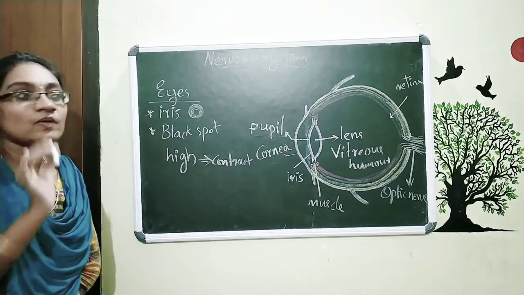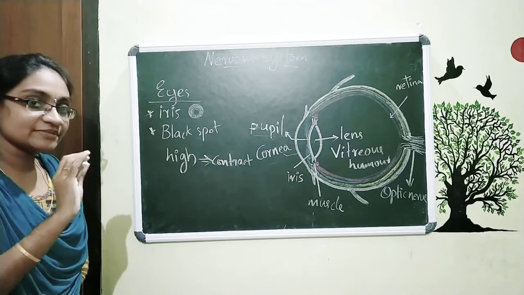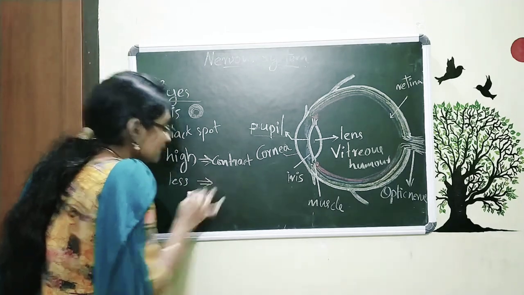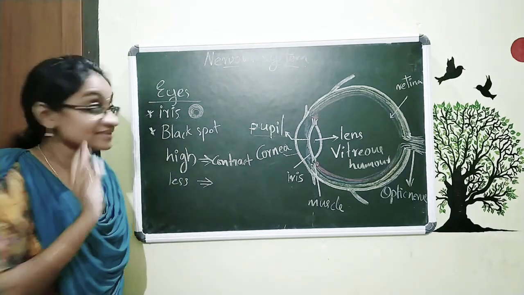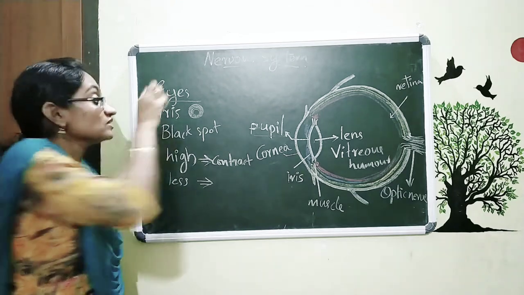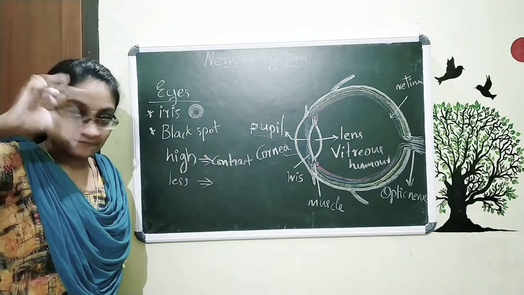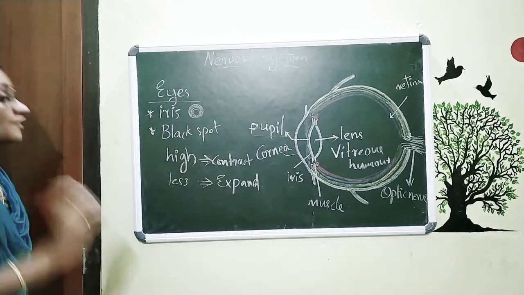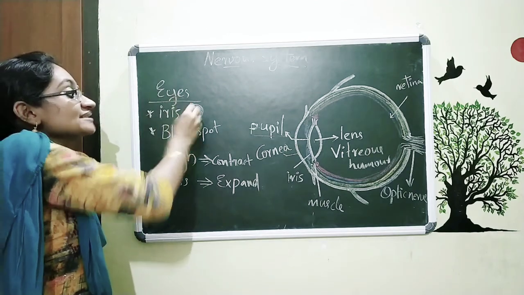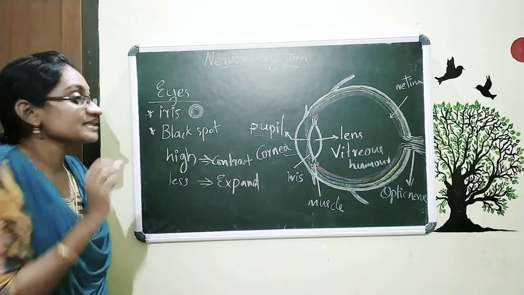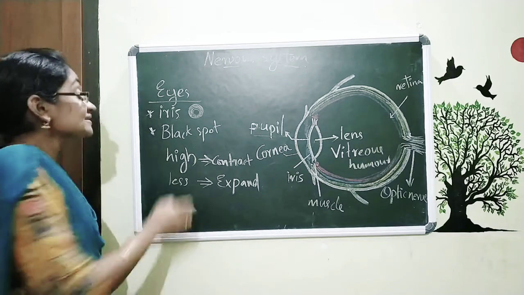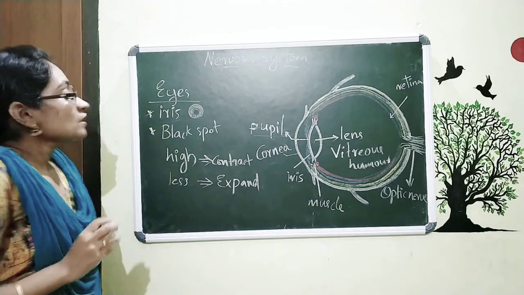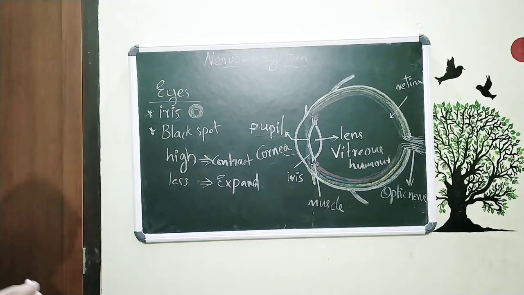When dim light or less intensity light, intensity meaning the power of light, falls on our eyes, the iris adjusts our pupil and it expands. So according to the intensity of light falling on our eye, the size increases or decreases. That is adjusted by this iris. So this is about our iris and pupil.